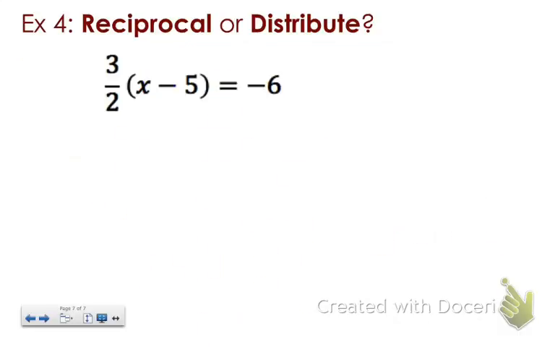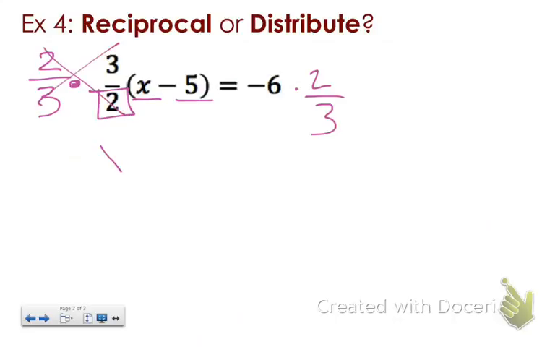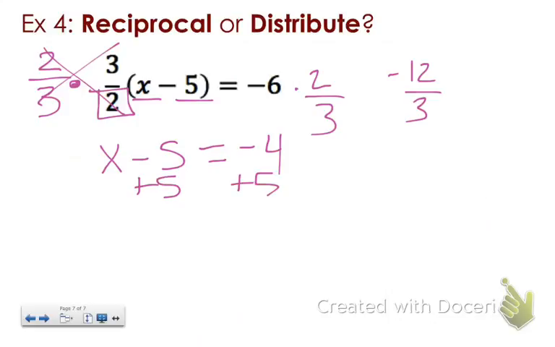Alright, for our last example, 2 is not going to work nicely with 5. So in this case, it's going to be easier to multiply by the reciprocal. And the whole point of doing that is to get rid of the fraction. So I'm left with x minus 5 equals, well, negative 6 times 2 is negative 12. Divided by 3 is negative 4. And now, to solve for x, I can just add 5 to both sides, and I get x is 1.